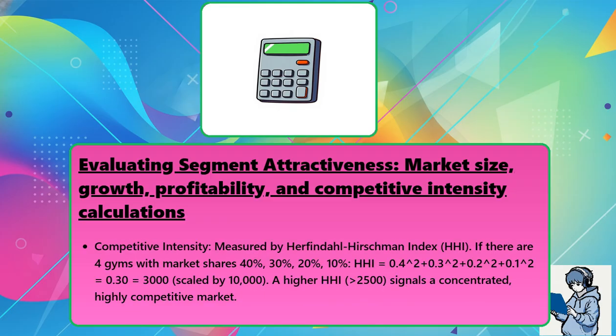Competitive intensity, measured by the Herfindahl-Hirschman Index, HHI. If there are 4 gyms with market shares 40%, 30%, 20%, 10%, HHI equals 0.4 squared plus 0.3 squared plus 0.2 squared plus 0.1 squared equals 0.3, which is 3,000 when scaled by 10,000. An HHI greater than 2,500 signals a concentrated, highly competitive market.